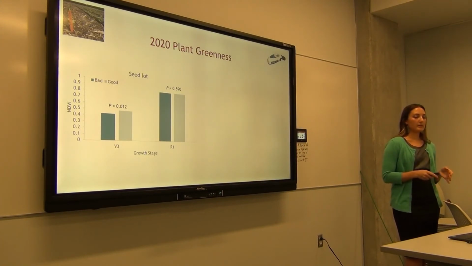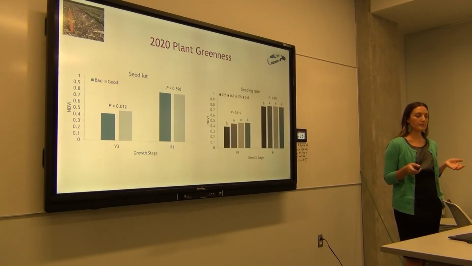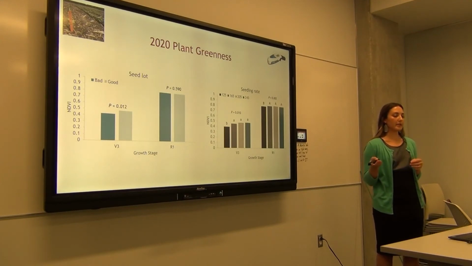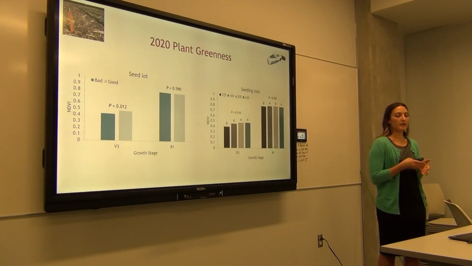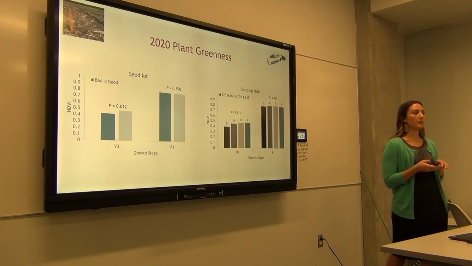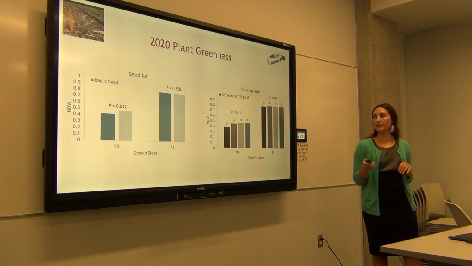In 2020, for plant greenness, seed lot had an effect at the first growth stage where the good seed lot had significantly higher plant greenness than the bad, but at R1, there was no longer a significant difference. And again, we see that seeding rate did have an effect on plant greenness in 2020. At both growth stages, the 3 greatest seeding rates, which were 165, 205, and 245,000 seeds per acre, also resulted in the greatest plant greenness.